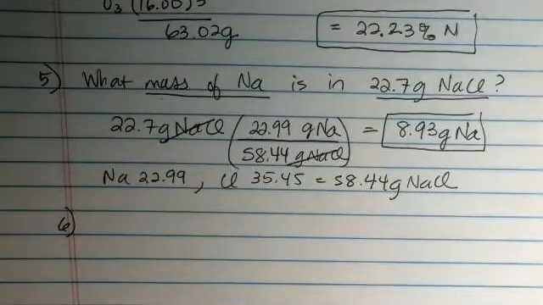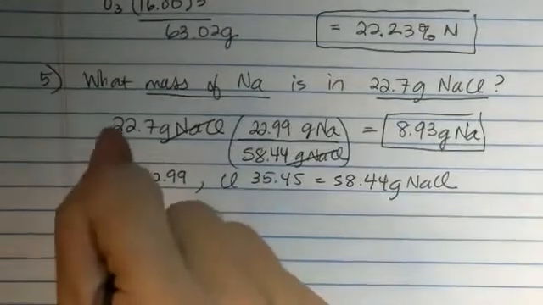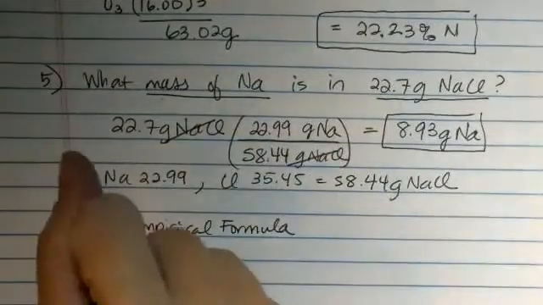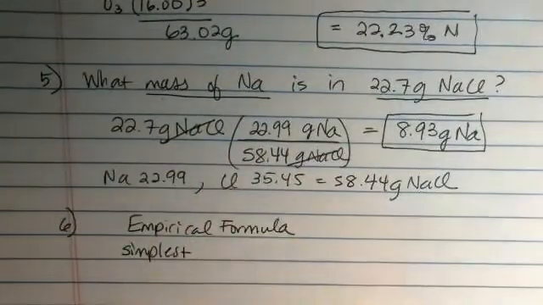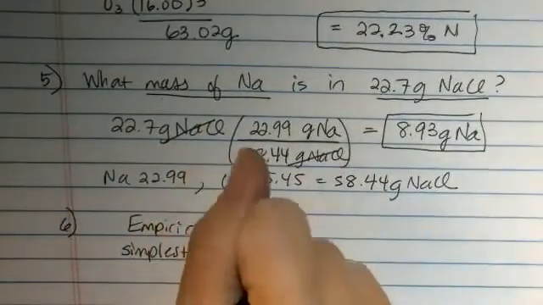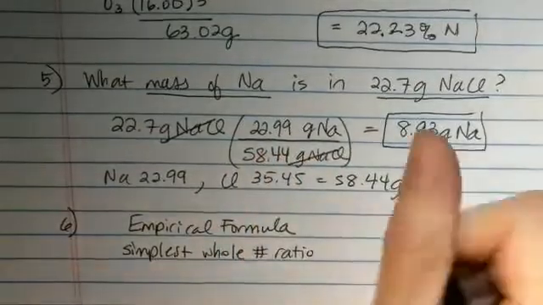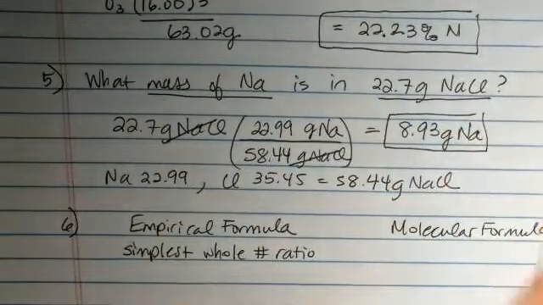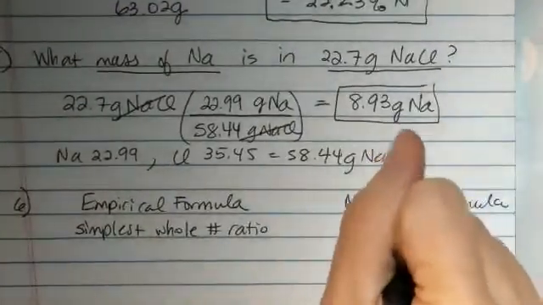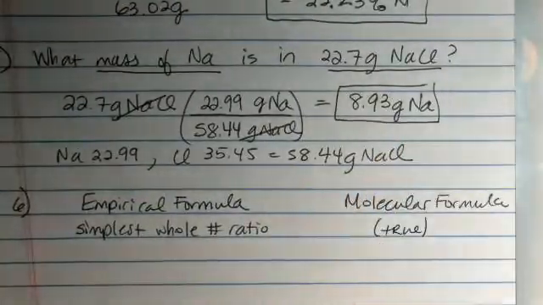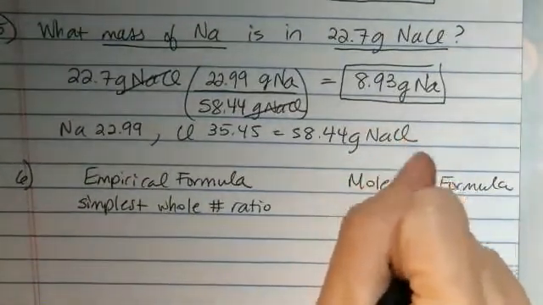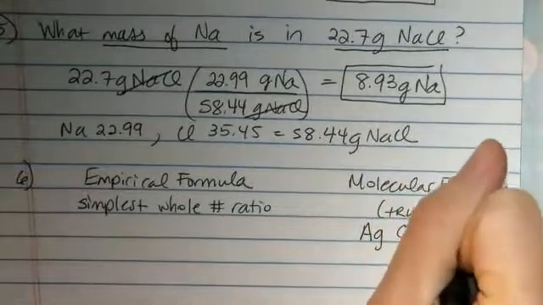So first, let me talk about what is an empirical formula and what is a molecular formula. So an empirical formula is the simplest whole number ratio of all the elements in the compound. All right, so simplest whole number ratio. The molecular formula is the true formula. All right, so I often will just refer to that as the true formula. So an example, silver oxalate. Silver is a +1 charge. Oxalate is a -2 charge.